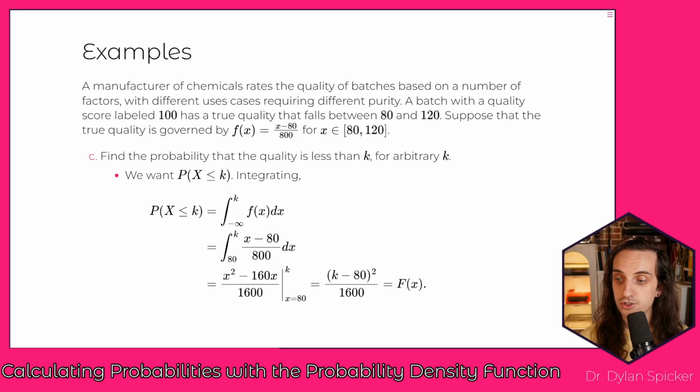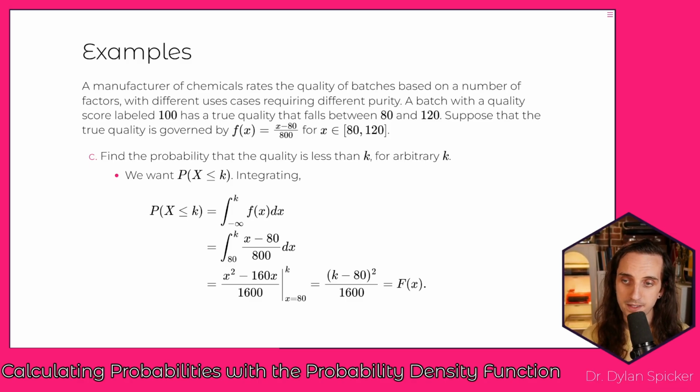Just to ensure that what you get makes sense, if we plug in the lowest possible value, 80, we get 80 minus 80, which is 0 squared over 1600, giving us a 0 on the lowest end, which is exactly what we should see. If we go up to 120, we get 120 minus 80, which is 40. 40 squared gives us our 1600, so we end up with a 1 on the upper end. That's exactly what we should see with the CDF. While that doesn't confirm that we did the integral right, it is one way of checking that we're getting something that makes sense on the other end.